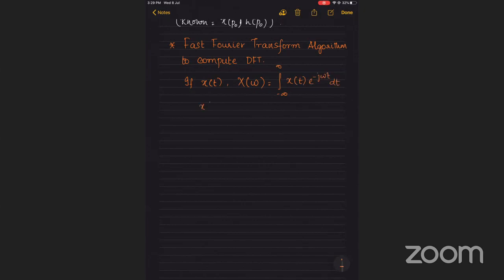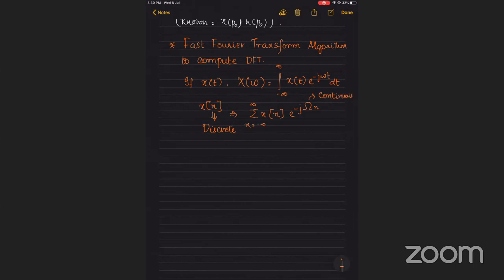If it is x of n, then we have two things. One is sigma x of n e power minus j omega n, where n goes from, let's say, minus infinity to infinity or 0 to infinity. This n is basically a discrete index, whereas this omega is a continuous one.